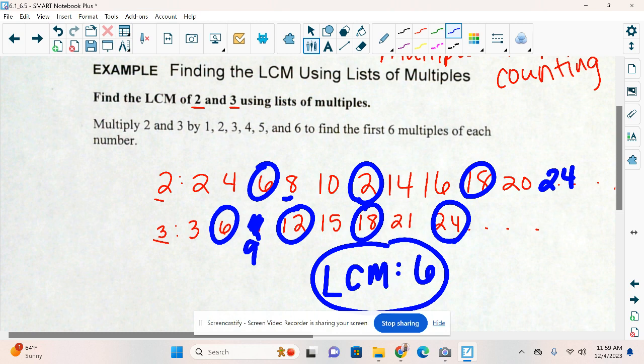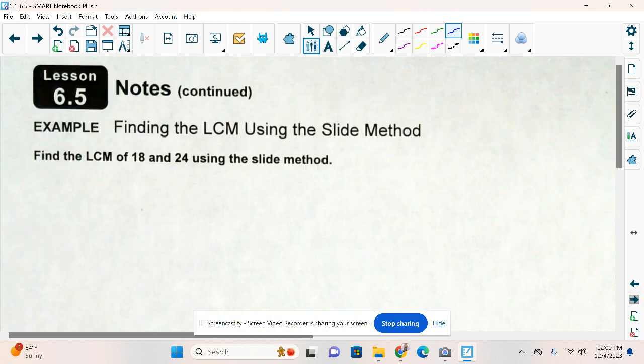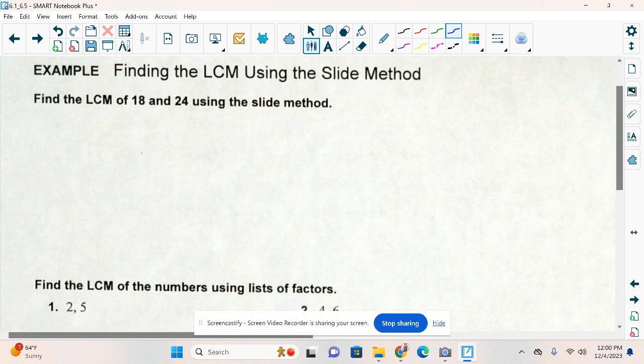So that's one method for finding the least common multiple. We can also use the slide method to help us find it as well. Okay? I'm showing you both so that you can pick whichever method you want to use. So if you turn the page, we're going to use the slide method to find the LCM. So they want us to find the LCM of 18 and 24.